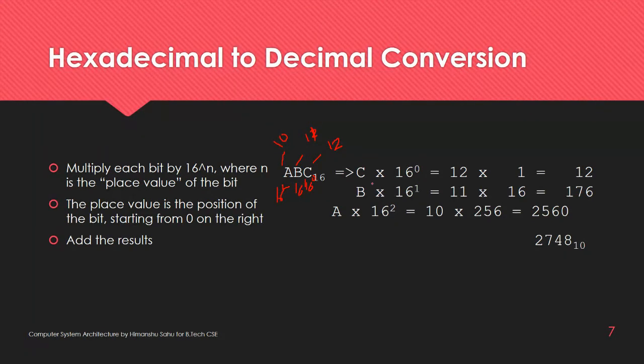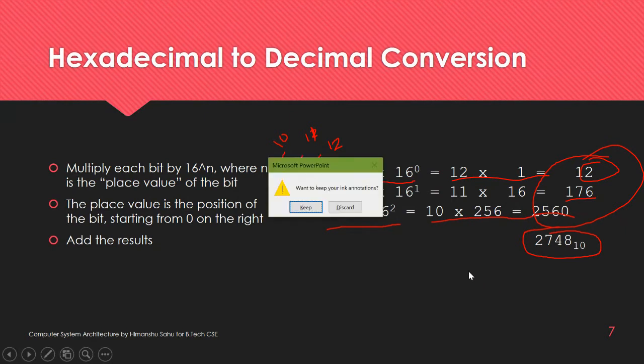So it will be C into 16 raised to the power 0, which is nothing but 12 into 1, so 12. Then we have B into 16 raised to the power 1, which becomes 176. Then A into 16 raised to the power 2, which becomes 2560. Summing up leads to the answer 2748. Fine. So this is the conversion to decimal.